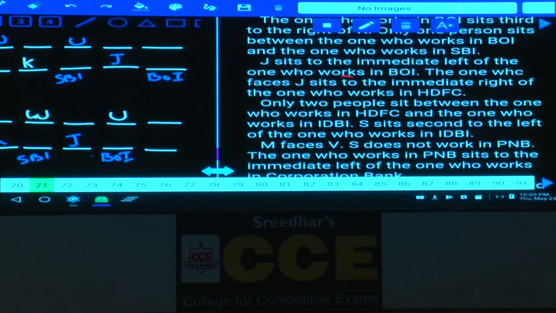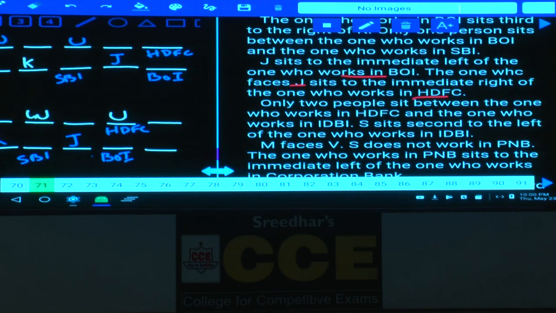Done? Next one, the one who faces J sits to the immediate right of the one who works in HDFC. Now we are talking about the one who is facing J, sits to the immediate right of the one who works in HDFC. Now this is HDFC. The one who is facing J sits to the immediate right of the one who works in HDFC. HDFC is here. Are you following this one or not?